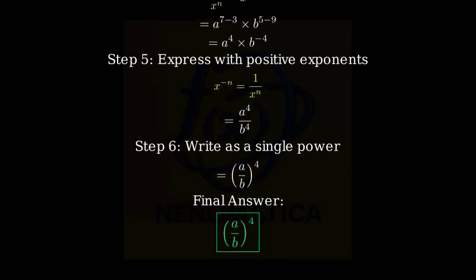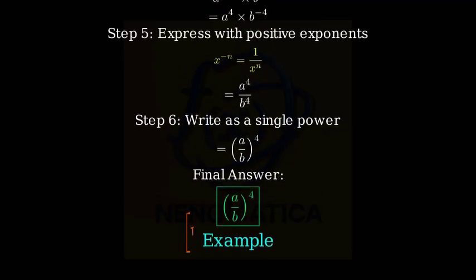We started with a to the 4th times b to the 4th times a cubed times b, all divided by b to the 7th times a squared times b squared times a. After simplifying, we get a over b, all raised to the power of 4. Now, let's move on to our second example.